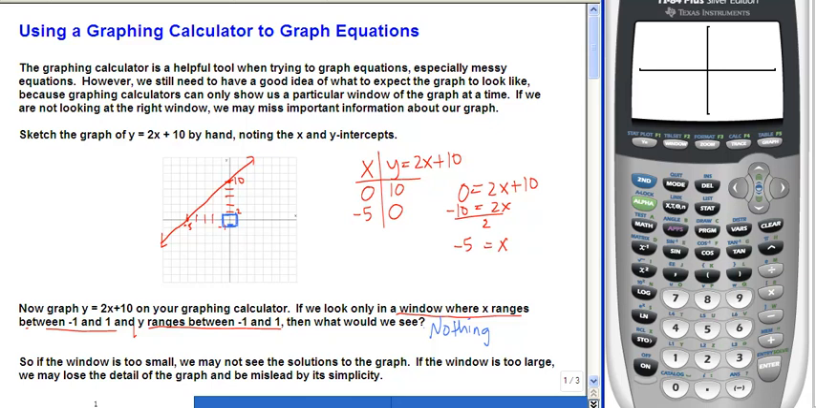So the window dimensions are extremely important when you're using your graphing calculator, because you don't want to get misled by your calculator. It's not always correct unless you're typing in the correct dimensions or appropriate dimensions for your particular graph that you want to look at.